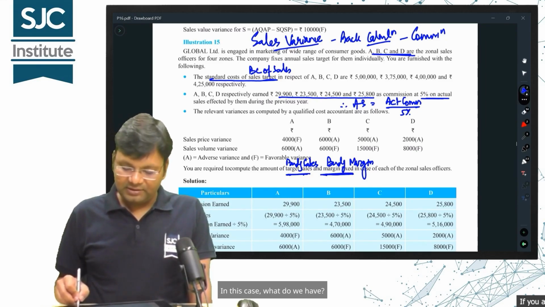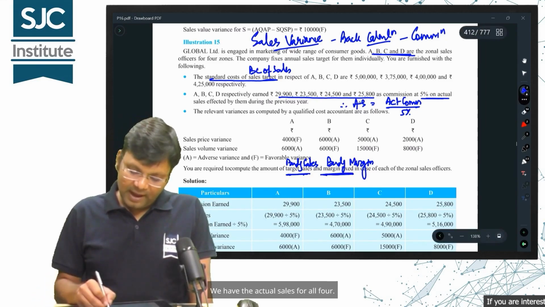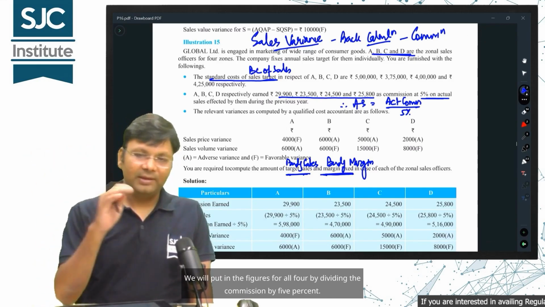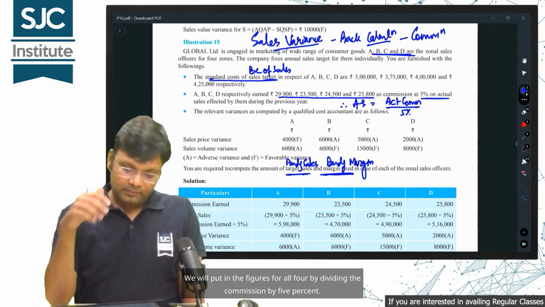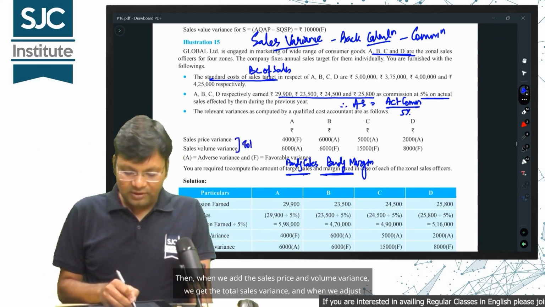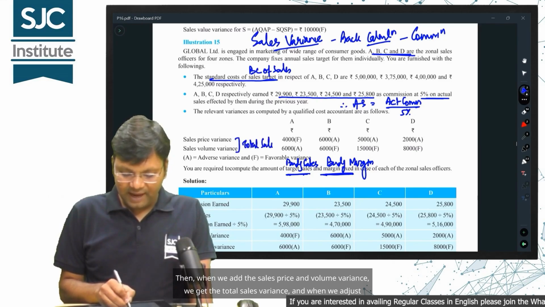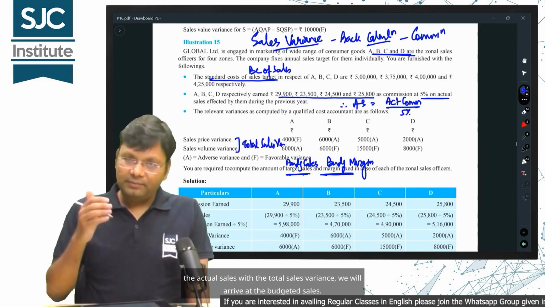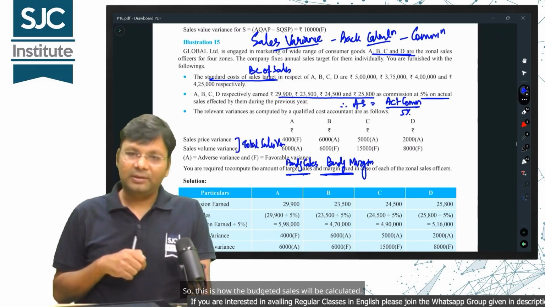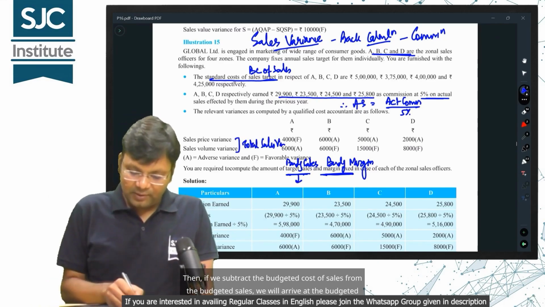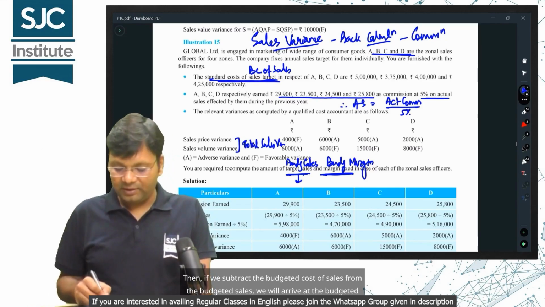In this case, what do we have? We have the actual sales for all 4. We will put in the figures for all 4 by dividing the commission by 5%. Then, when we add the sales price and volume variance, we get the total sales variance, and when we adjust the actual sales with the total sales variance, we will arrive at the budgeted sales. So, this is how the budgeted sales will be calculated. Then, if we subtract the budgeted cost of sales from the budgeted sales, we will arrive at the budgeted margin.